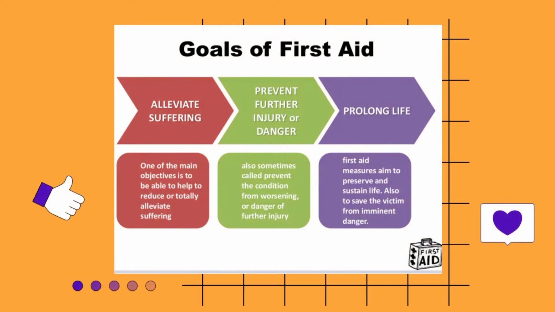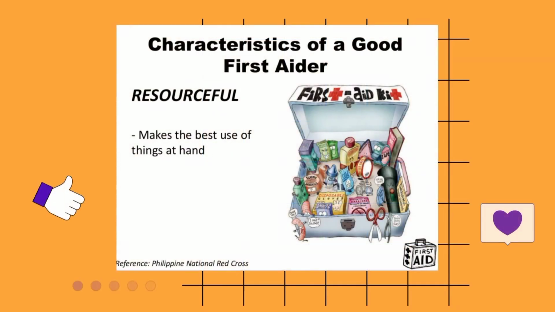What are the goals of first aid? First is to alleviate suffering. One of the main objectives is to be able to help to reduce or totally alleviate suffering. Second is to prevent further injury or danger. It is also sometimes called preventing the condition from worsening or danger of further injury. And third, prolong life. First aid measures aim to preserve and sustain life, also to save the victim from imminent danger.